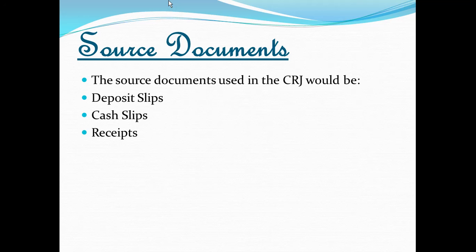So that is a cash slip, which will also indicate that money has been received. And the final one is receipts. Okay, so when you receive money from someone, you normally issue them with a receipt to indicate that you've received the cash. And that's another source document which we'll use and which will indicate to you that you are receiving cash.